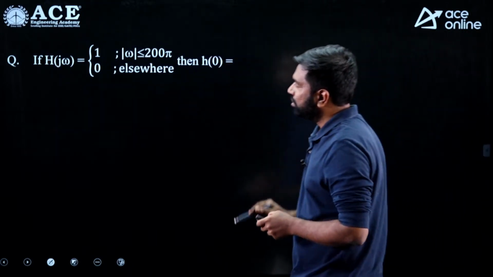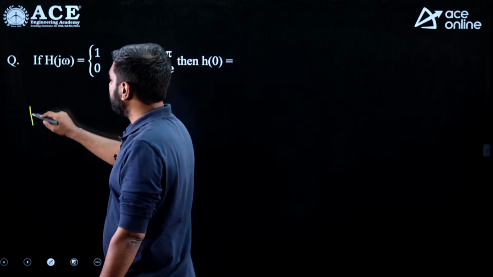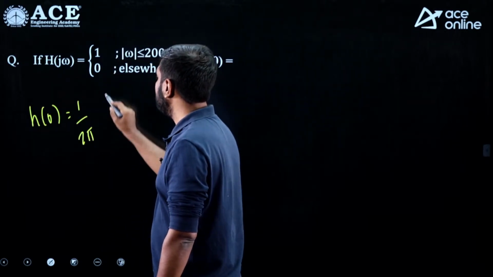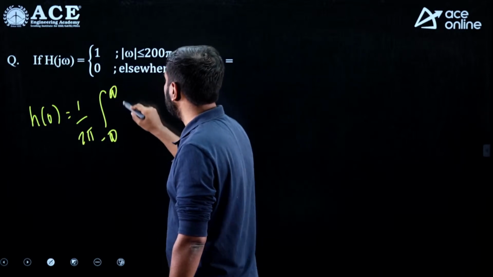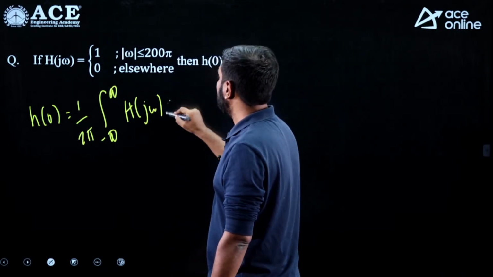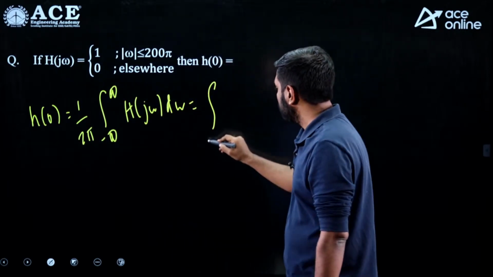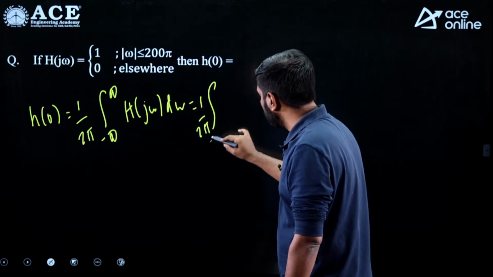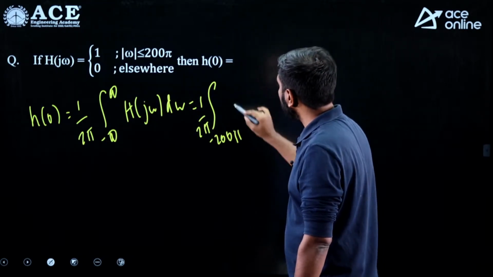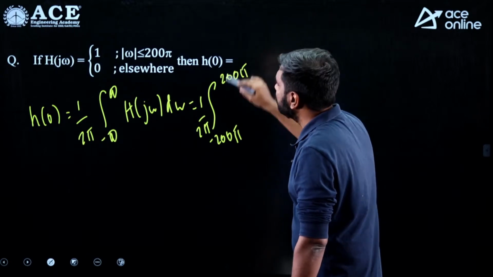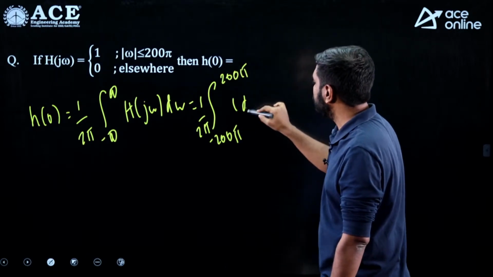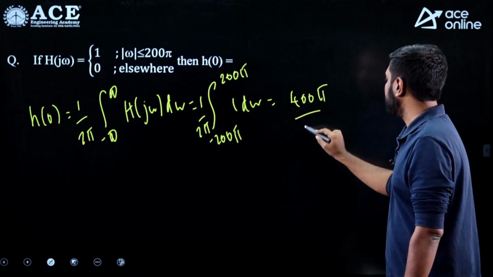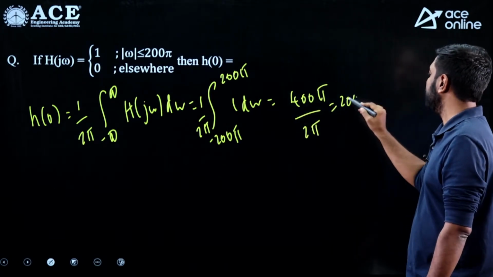Now this is central ordinate property. According to central ordinate, h(0) is 1 by 2 pi integral minus infinity to infinity H(j omega) d omega. So 1 by 2 pi. So it is only from minus 200 pi to 200 pi, and in this range of frequencies its value is 1. So it's a simple question. So this will be like 400 pi by 2 pi, which will give you 200.